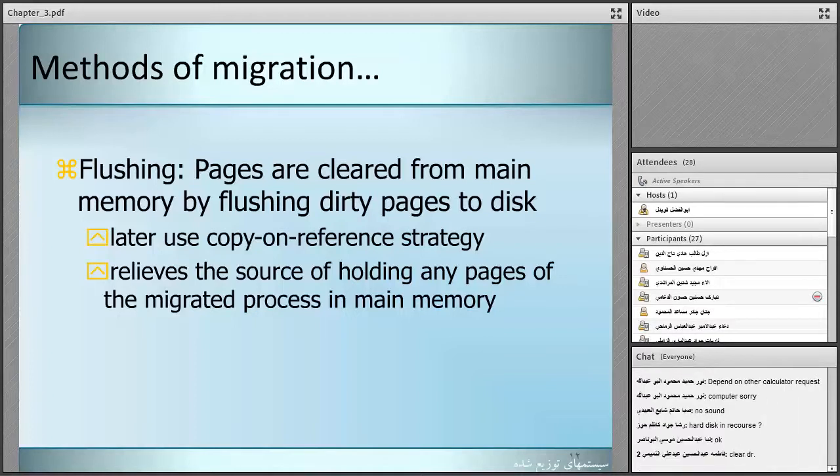Yes, hard disk in source machine, yeah. The advantage of this method compared to the previous method is that we free the main memory of source machine. That's it. It's the advantage. We do not hold anything in main memory of the source machine. We store all things in the hard disk of the source machine. And finished. That's it. Okay.